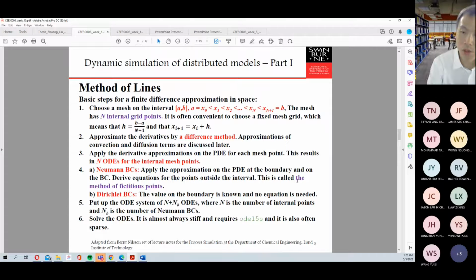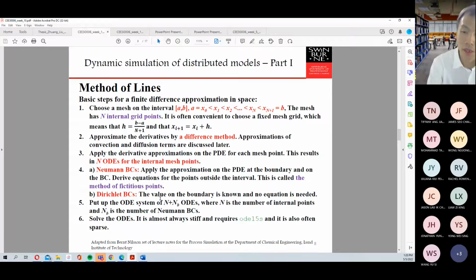So you have to use the method called the method of the fictitious point. Fictitious point here means that the point does not really exist, but you imagine that those points are present. Okay, that's why this one is called a fictitious point.